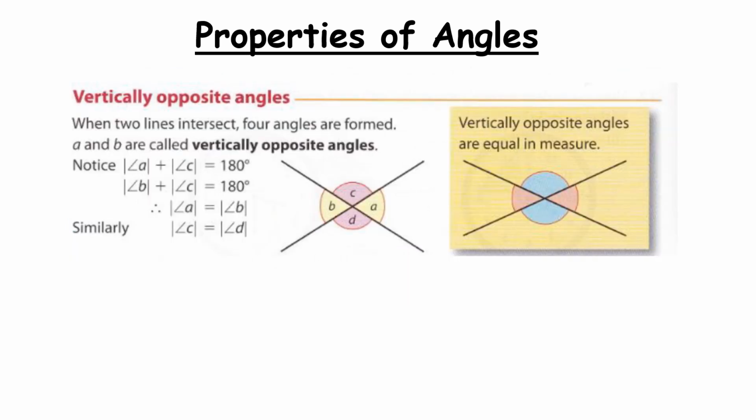Another important property of angles which we use to help us to find the size of missing angles is angles which are vertically opposite are equal in measure. Now it's important to note that this occurs when we have 2 or more straight lines.